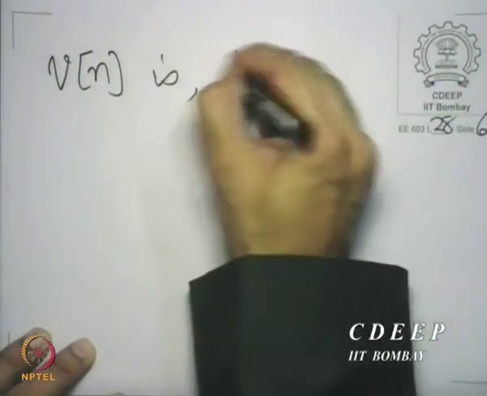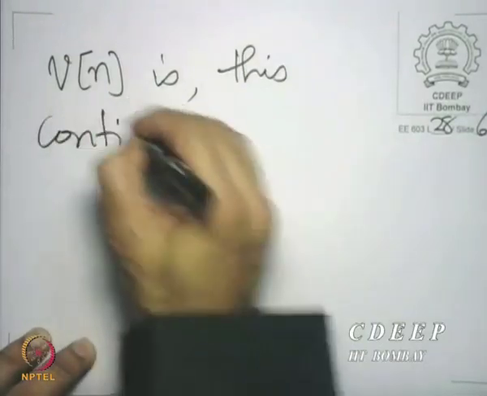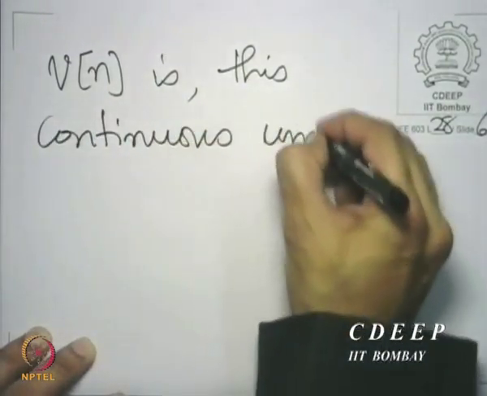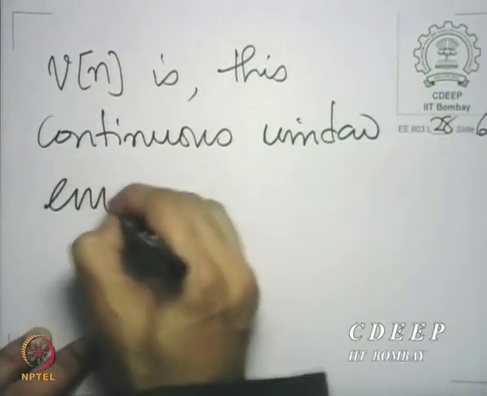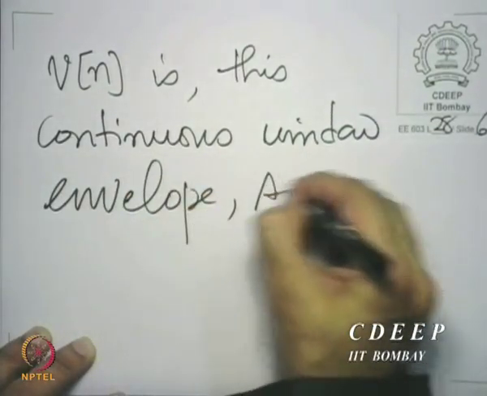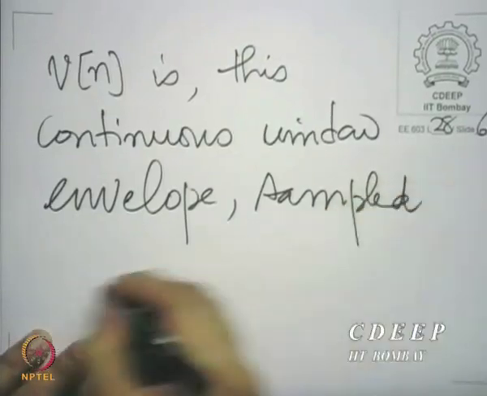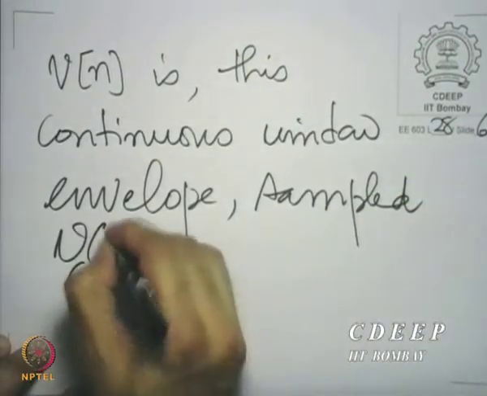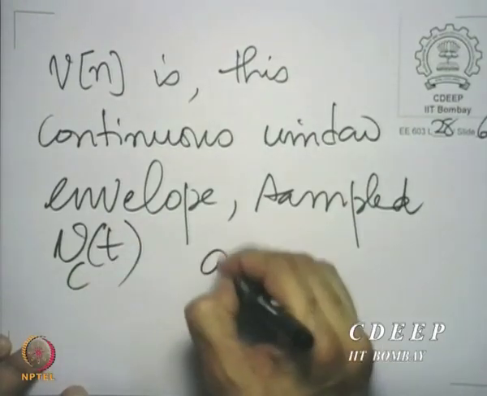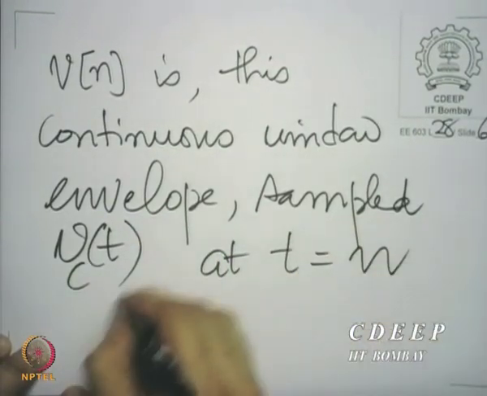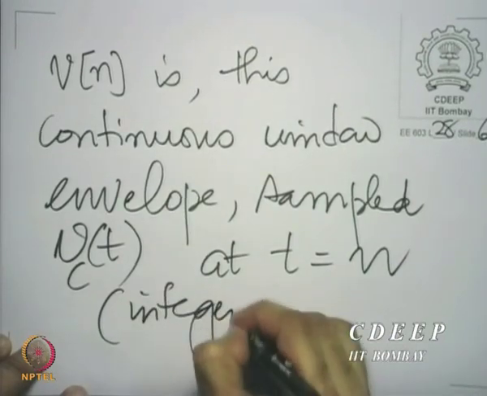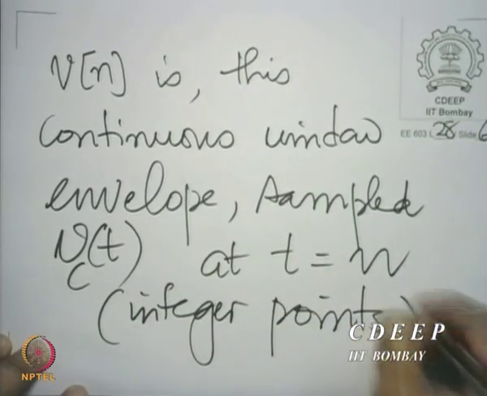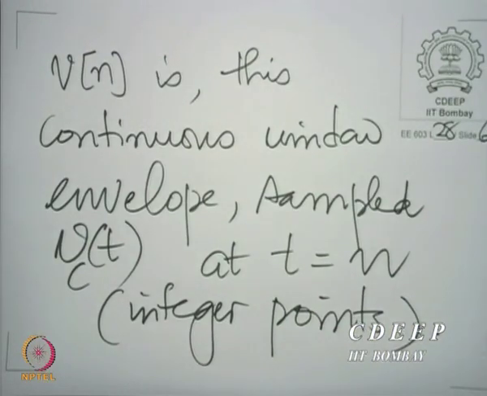That sequence is called Vn. So, Vn, let's write down what Vn is. Vn is this continuous window function, window envelope, if you like to call it that, sampled. So, of course, we have called the continuous envelope VCT sampled at t equal to n, the integers n. And of course, Vn has a discrete time Fourier transform.